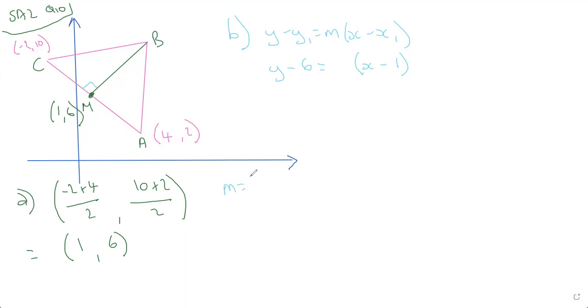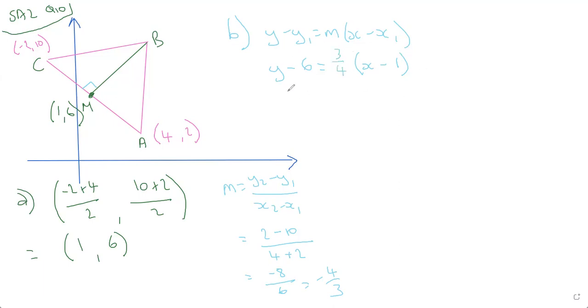So remember, the slope is y2 minus y1 over x2 minus x1. So that gives me 2 minus 10 over 4 minus -2, so plus. So then I've got -8 over 6, which is -4/3. All right, so if that is the slope of AC, then the slope of MB is going to flip this upside down and change the sign. So it's going to be +3/4.